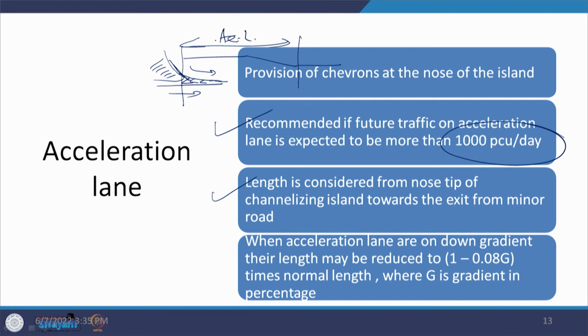When acceleration lanes are being provided on a gradient, then for a down gradient it specifies that the length may be reduced by a factor of 1 minus 0.08 g, where g is the gradient in percentage, 1% gradient, 2% gradient and so on. So, that is the value which we are considering. If it is 1%, it means it is 1 minus 0.08. So, we have 0.92 times the length which we otherwise would have calculated.